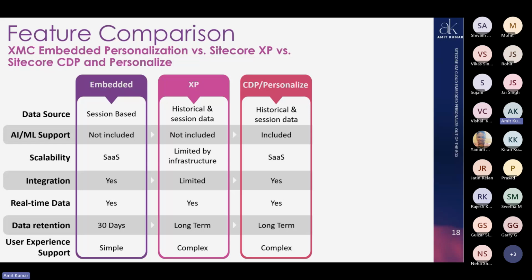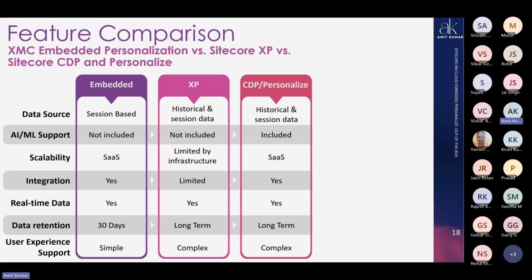Integration: yes, you can integrate embedded personalization with the XM Cloud application, as well as if you are building with any different tech stack. But in XP, you can utilize only MVC to implement that. CDP and Personalize are API based, so you do not need to rely on any tech stack. It's API based, so you can implement it with any tech stack. Real-time data: embedded gives you real-time, and in XP you can also use real-time. So all three give you real-time.